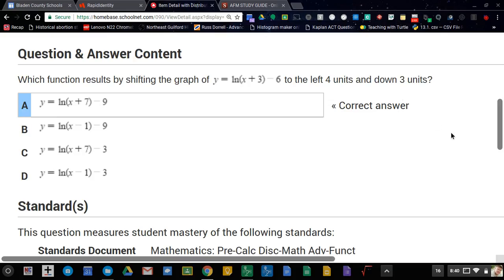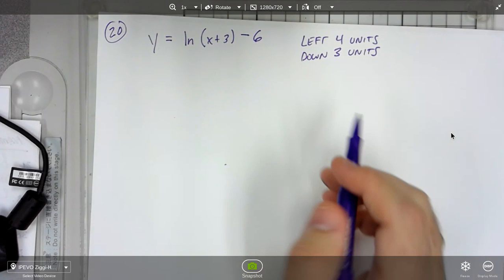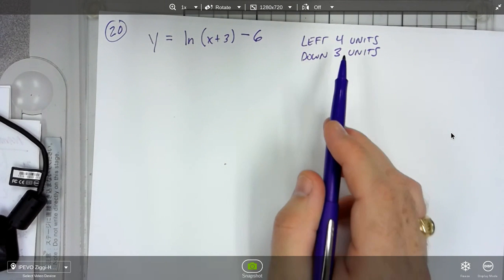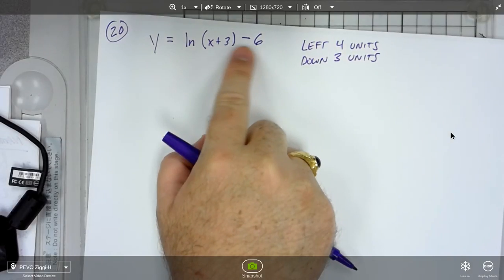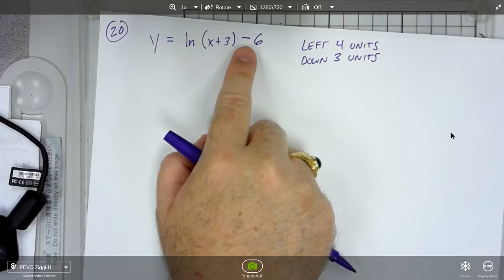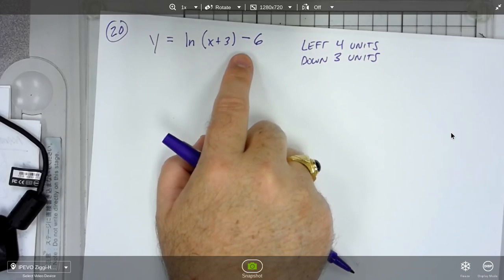All right, and we're trying to move this function to the left 4 units, and we want to go down 3 units. Okay. So if I'm looking at both of these, which of these numbers represents the vertical shift? Because that's always the easiest one to start with.